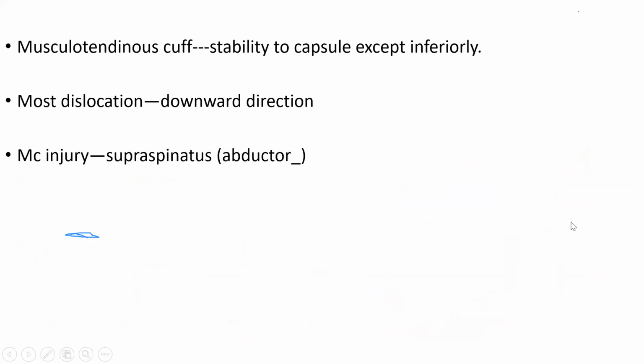Now, the musculotendinous cuff provides stability to the capsule except inferiorly. I'd already told you the most common dislocation is in the downward direction. Now coming to the most common injury, it is a supraspinatus injury. The superior part has the supraspinatus, and the most common injury is to the supraspinatus. So we'll talk about the different functions of all this.